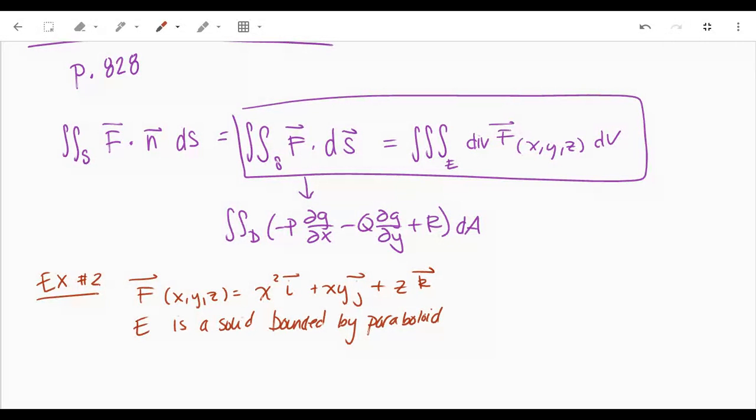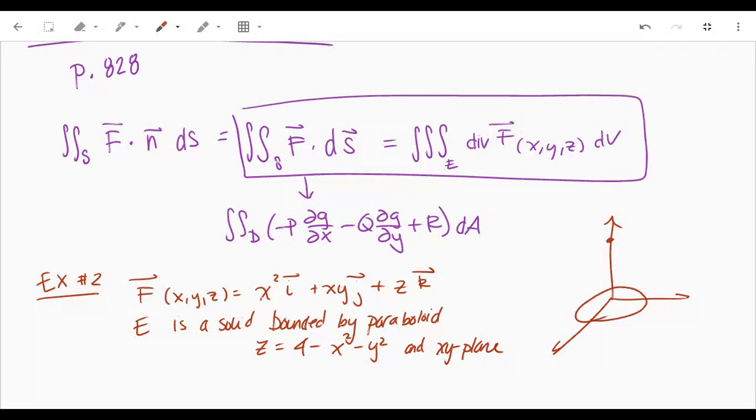Z equals 4 minus x squared minus y squared, and the xy plane. Okay, so we'll just quickly draw that. Paraboloid, right? Axis is the z-axis. The vertex is going to be at 4 on the z-axis. And then when we're in the xy plane, we would have z is 0, so we have a circle with a radius of 2. Okay, so roughly that's your shape.